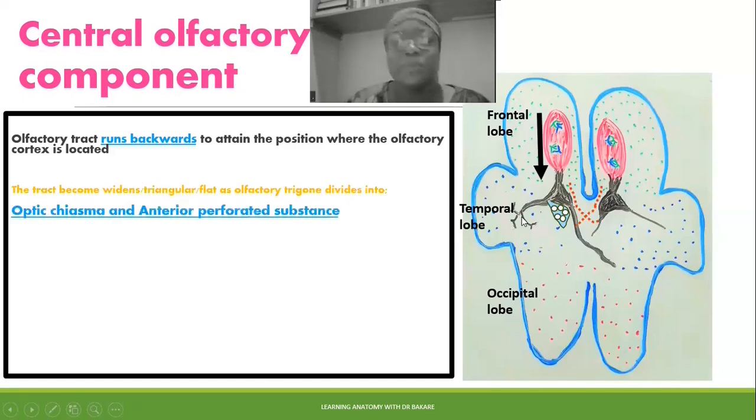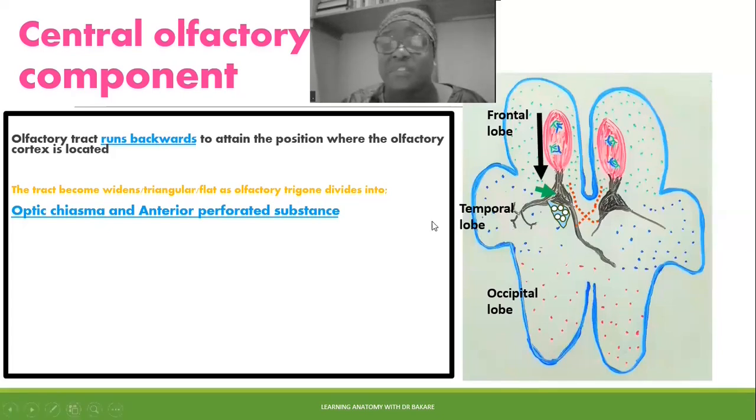As it goes more posteriorly, there's a specific region where the olfactory tract becomes widened and thickened, and it forms a triangular configuration. At this point is where we have the olfactory trigone. You can see that as the olfactory tract emerges after the formation of the olfactory bulb, it begins to widen, giving this three-sided configuration. At this point it is referred to as the olfactory trigone.